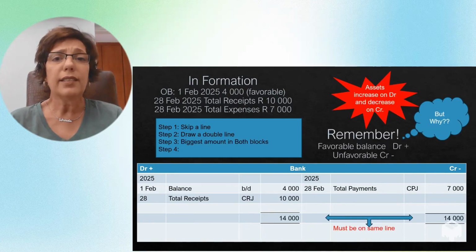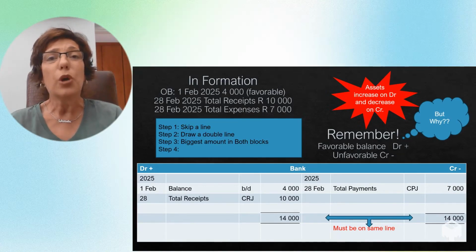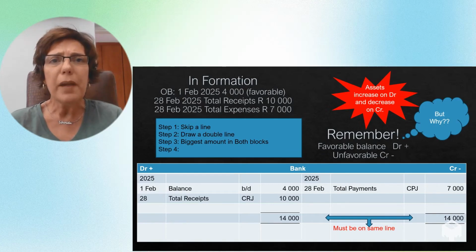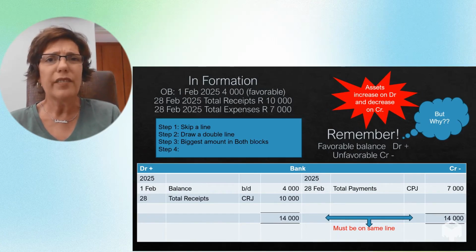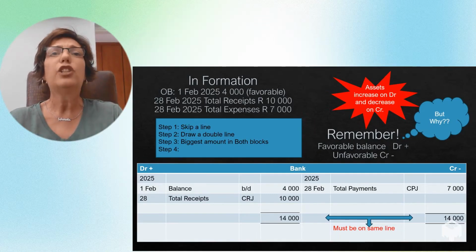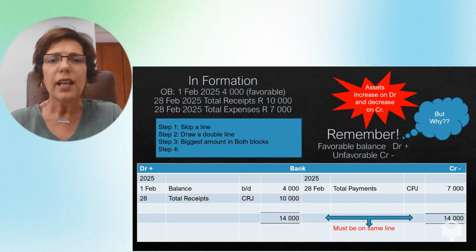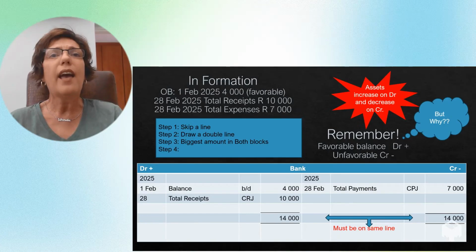Then we look at the next step, which is now put the biggest amount in both your blocks. So if I look at the debit side, I can see these two amounts, 4,000 and 10,000, which gives me 14,000. But on my credit side, I only have 7,000. So what's the biggest amount? The 14,000. And you have to put it in both the blocks. And make sure it has to be on the same line.